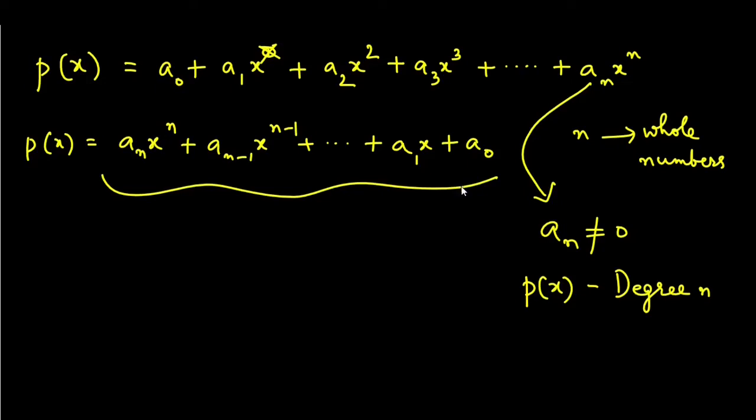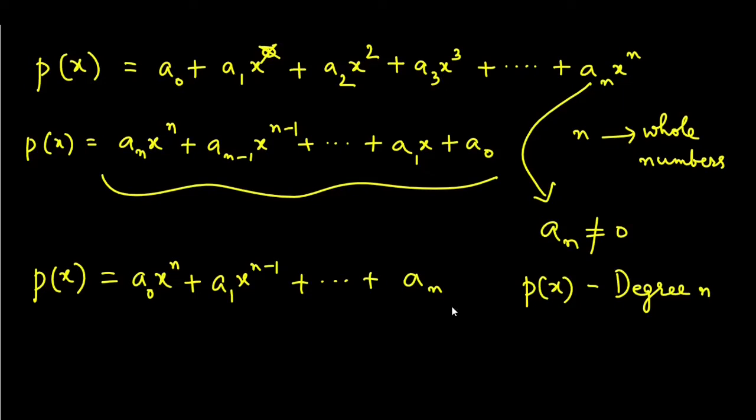Some people write the general notation in a different way also. Some people write the polynomial p of x in general form as a0 x power n plus a1 x power n minus 1 plus etc. Finally, an as a constant. Here this a subscript 0 should not be equal to 0, so that the degree of this polynomial p of x is n.